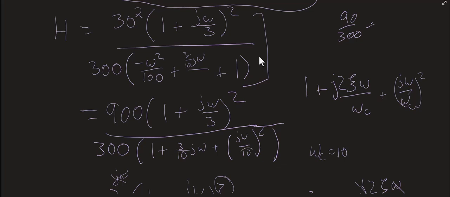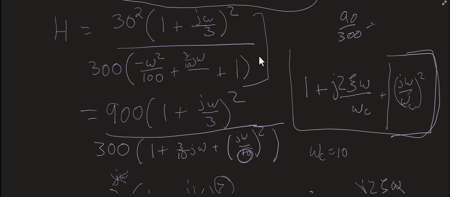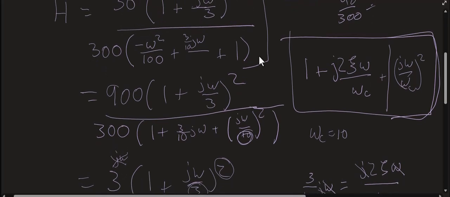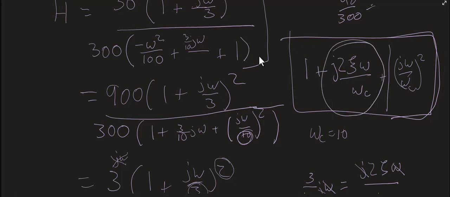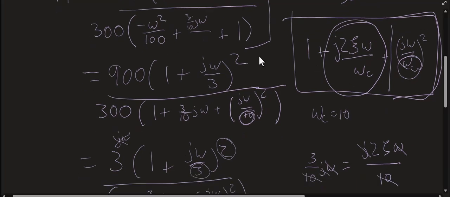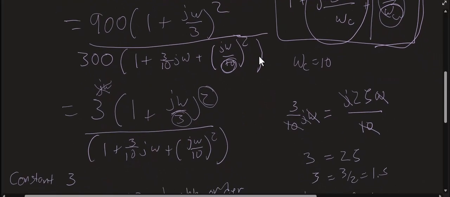I needed to do that to get the corner frequency because you need to have it in the form of j omega over omega c squared. This is the general form for a quadratic term. The reason that can be important is because you use this middle term right here to get the damping factor. You use the quadratic term to get the corner frequency. So we knew the corner frequency was 10.